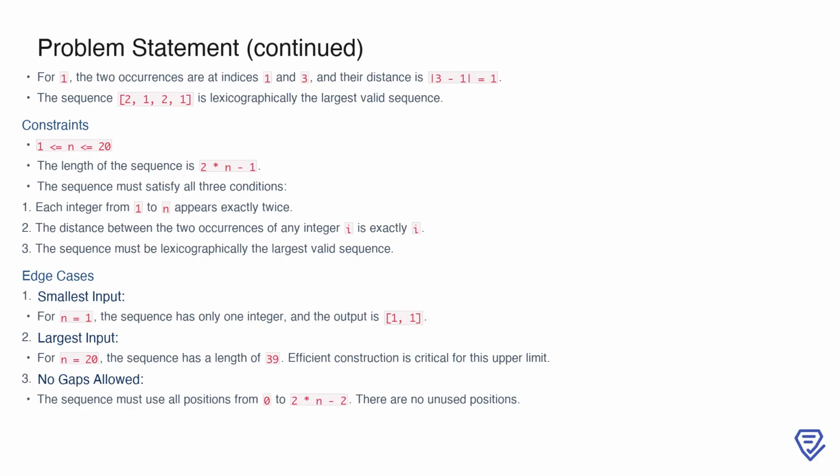To summarize, the problem requires careful placement of numbers to ensure that all conditions are met while prioritizing lexicographical order. The constraints, such as n being up to 20, mean we need an efficient approach to construct the sequence, especially for the largest cases. Lastly, edge cases like n equals 1 and n equals 20 emphasize the importance of considering both the smallest and largest inputs to ensure correctness and performance.